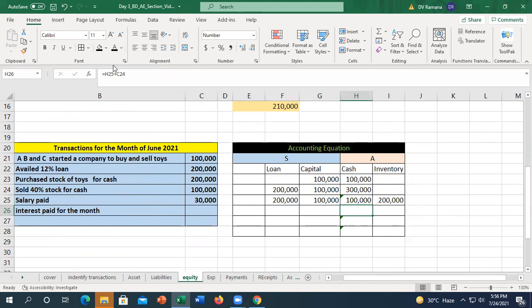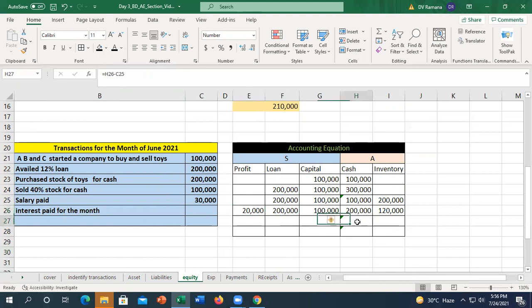They sold 40% of the stock for 100,000. So stock will reduce to the extent of 40%, that is 200,000 minus 80,000, which is equal to 120,000. And no change in the capital, no change in the loan, but there is a profit. Profit is equal to the balancing figure. If you want, we can also derive this profit as sales minus the cost, which is equal to 20,000.